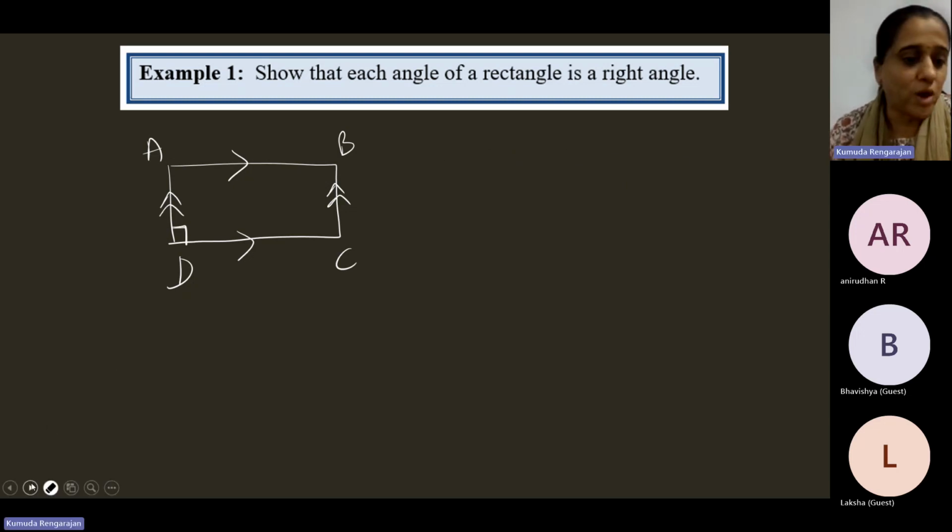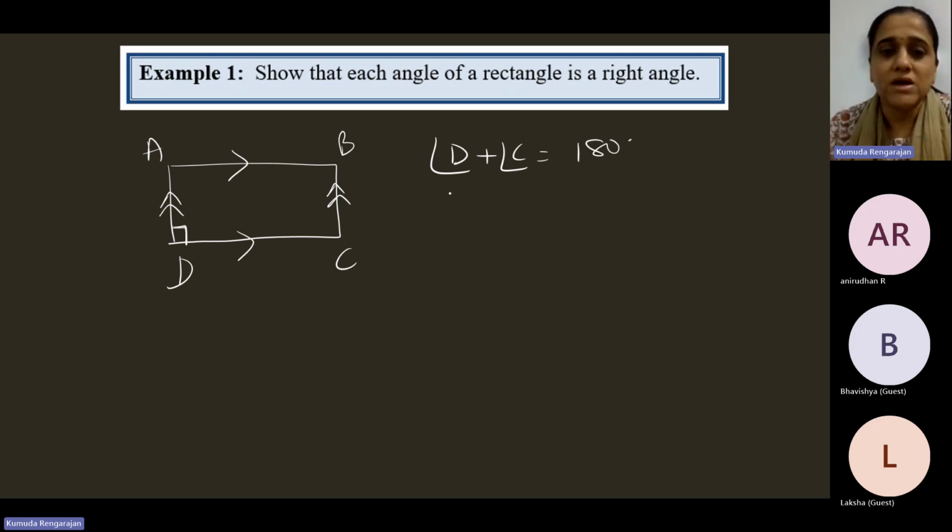Supposing you don't remember the opposite angle property, it's okay. Angle D plus angle C is equal to 180. Adjacent angles are supplementary in a parallelogram. So 90 plus angle C is equal to 180. C is equal to 90.